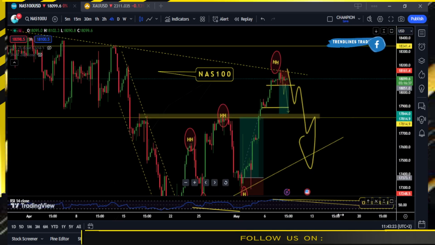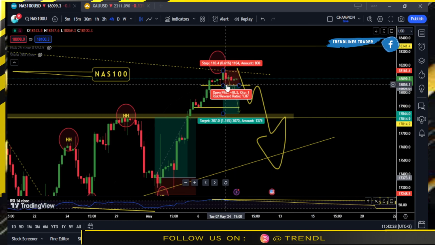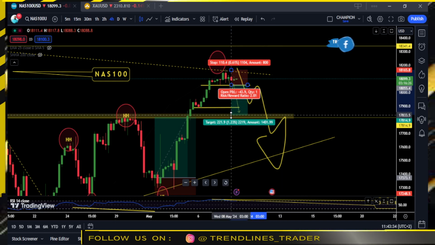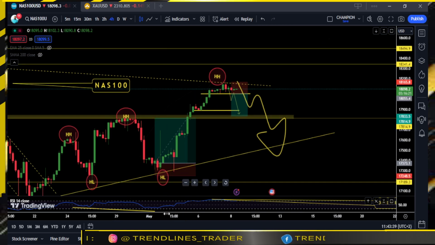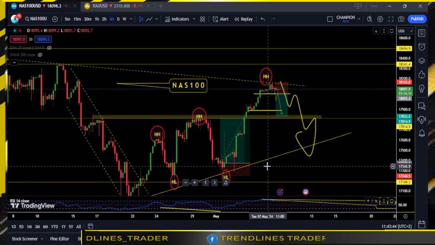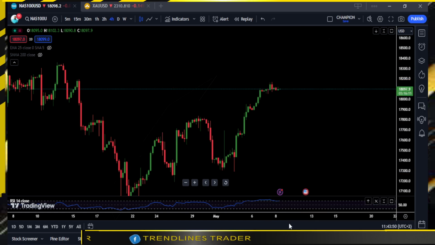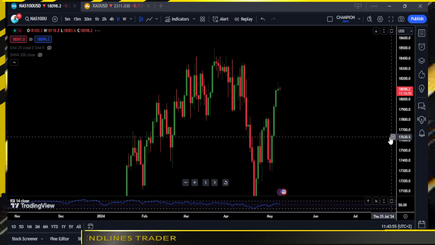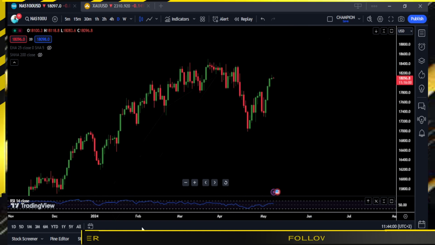As you can see, I've got painting trades right there. It's been a while since I've been doing this, so I'm forgetting some terms here and there, but I'm still remembering. Anyway, let's remove the drawings and start from scratch. Ladies and gentlemen, NAS100, the daily time frame. We have to start with a bigger time frame.